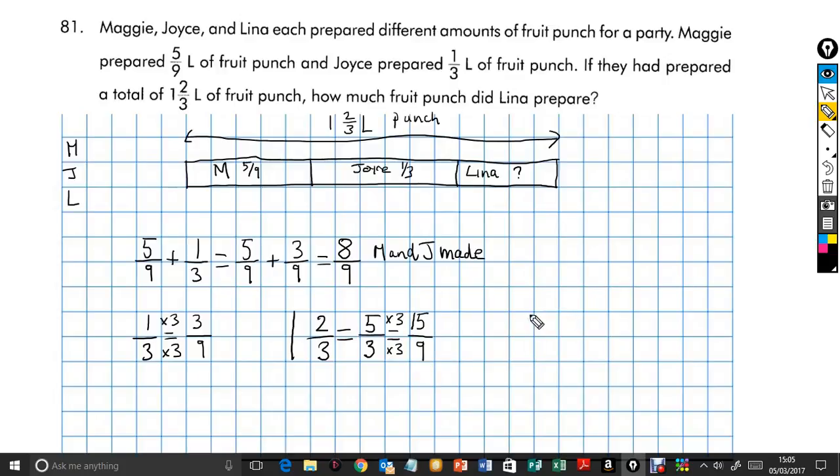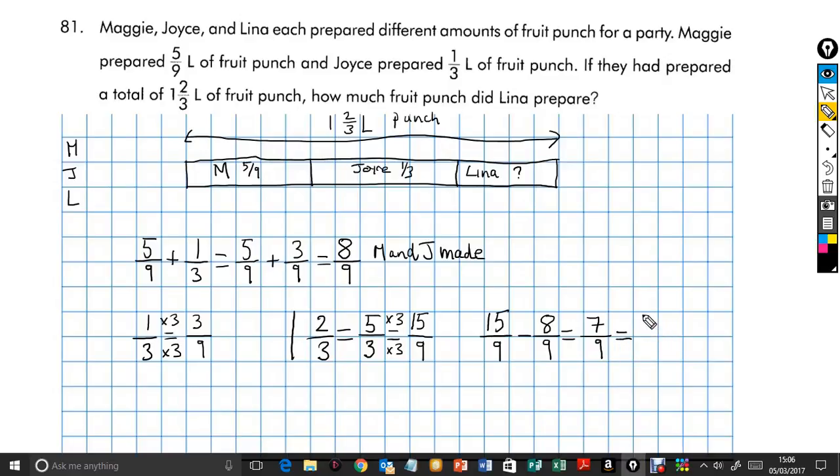Now that I know that, I can do the subtraction that I need. I'm going to do it over here. So 15 ninths subtract 8 ninths. 15 take away 8 equals 7, and it's 7 ninths, and that gives us our answer. This must be that bit here that we didn't know about. Remember we added those two together. That's what Maggie and Joyce made. We've taken that away from this total amount, and that gives us how much Lina made.